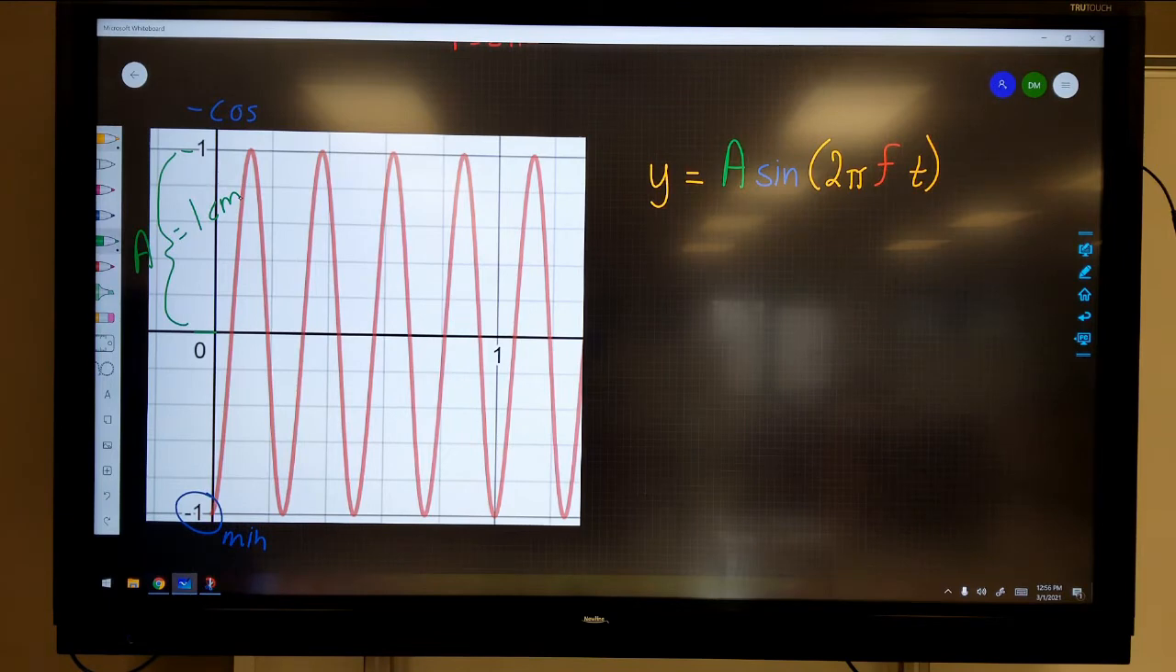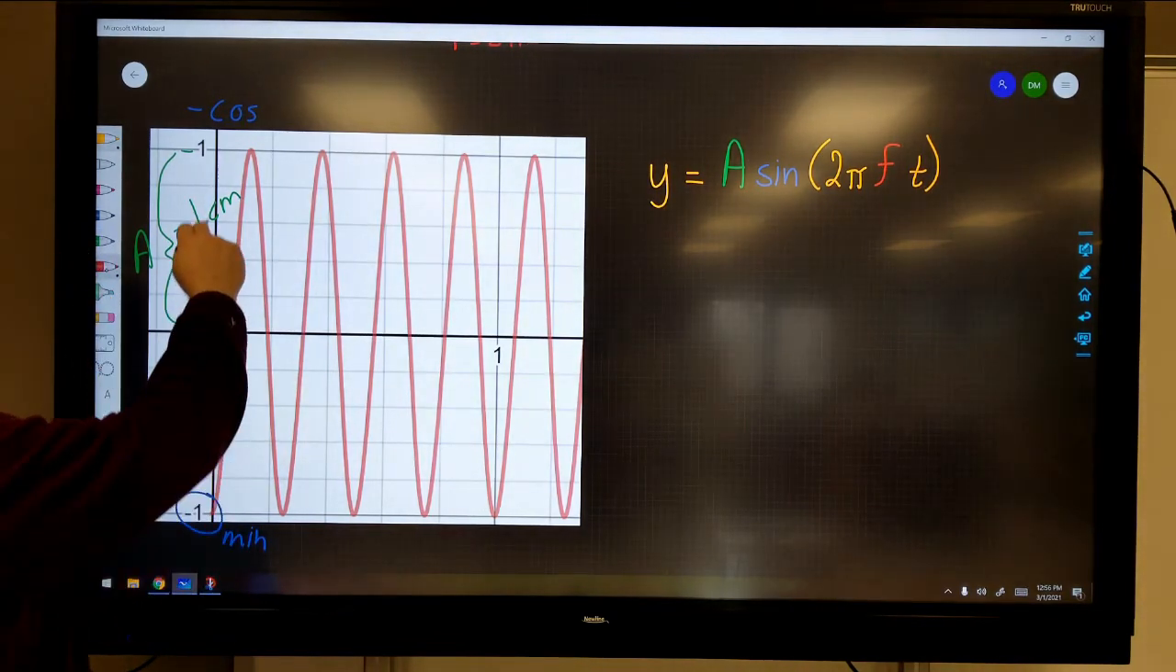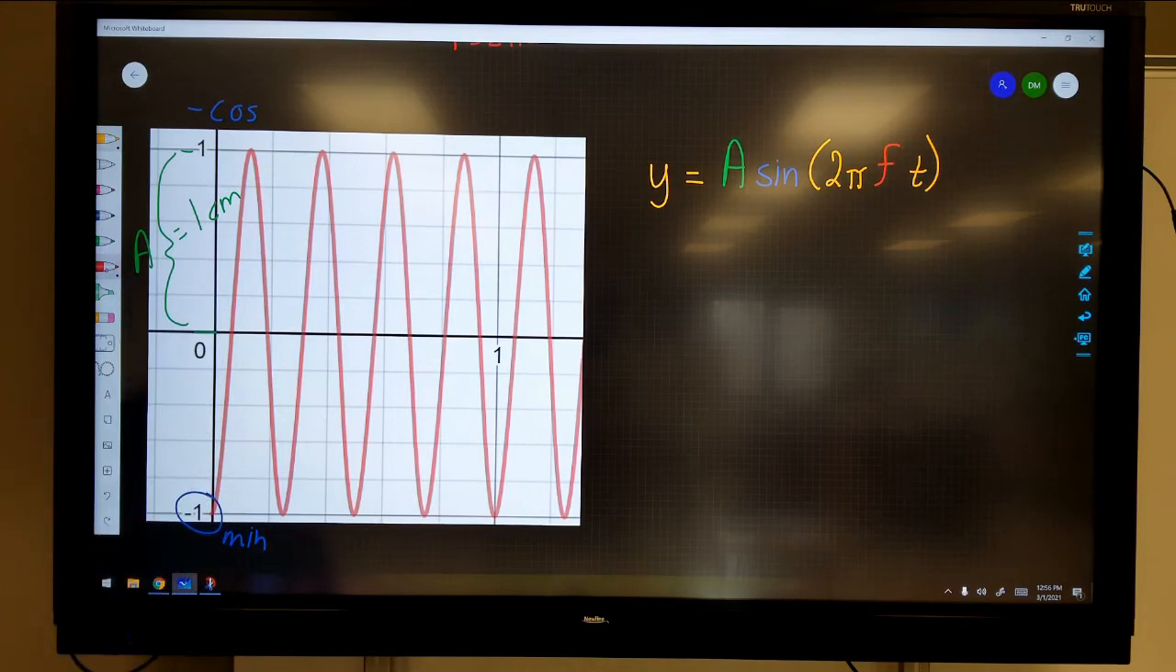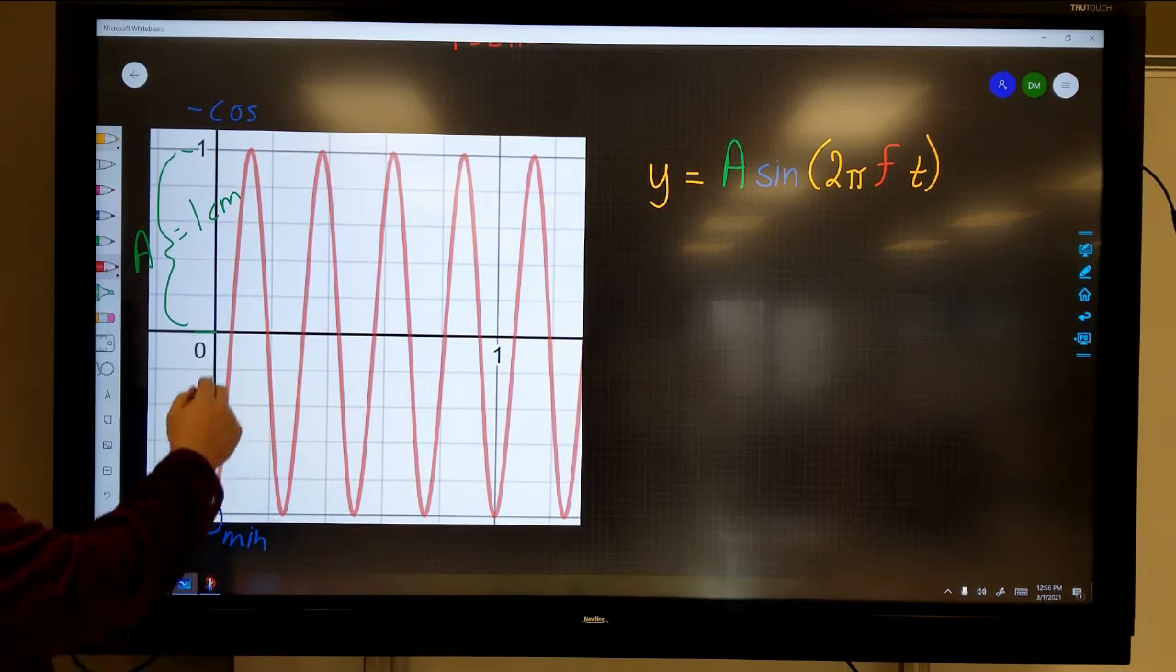And then the last thing we need to do is figure out what is the frequency. So the frequency would be the number of oscillations that occur in 1 second. And so here's 1 second way over here. And so starting at a negative position of -1, negative minimum, negative maximum, whatever you want to say.